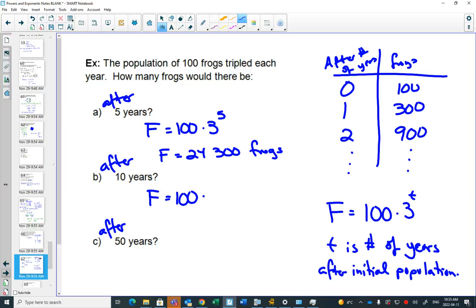So, I'm going to go with, and there's more numbers? Then 900 frogs. We can't have 0.2 of a frog. If you do, that's not a happy frog. Let's see that 50 years.